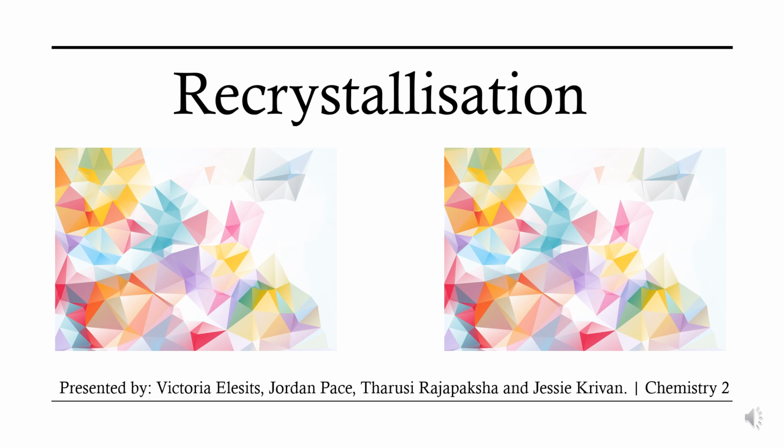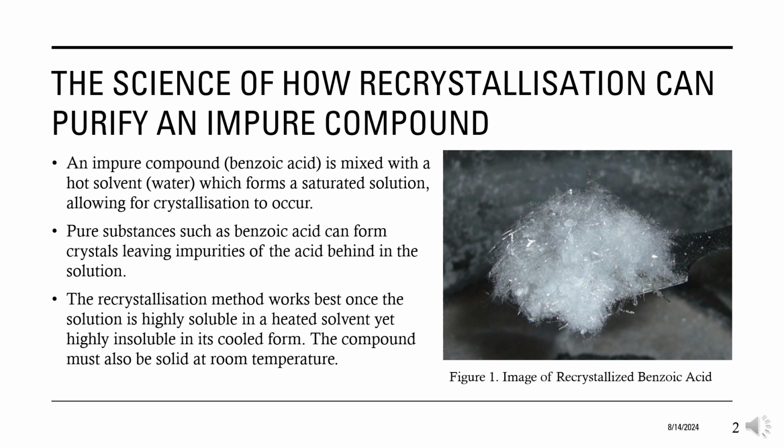I hope you enjoy. The science of how recrystallization can purify an impure compound. An impure compound, benzoic acid, is mixed with a hot solvent, water, which forms a saturated solution, allowing for crystallization to occur. Pure substances such as benzoic acid can form crystals, leaving impurities of the acid behind in the solution. The recrystallization method works best once the solution is highly soluble in a heated solvent, yet highly insoluble in its cooled form. The compound must be solid at room temperature.